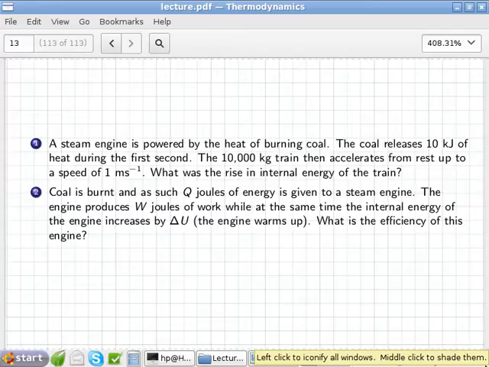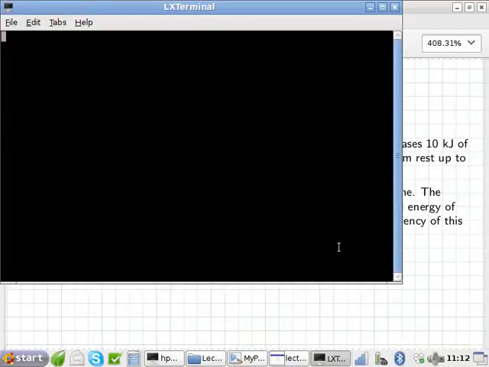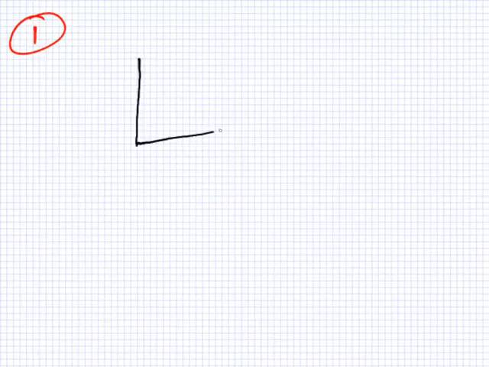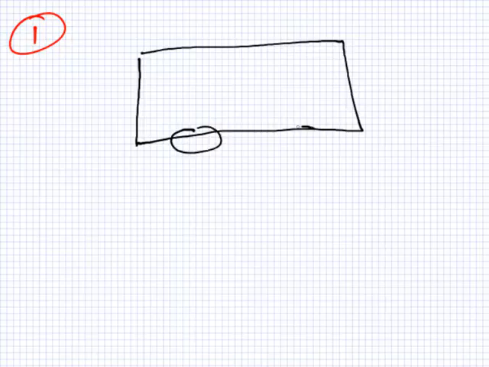So the first one is you have a steam engine and it's burning coal, and the coal releases 10 kilojoules of heat during the first second. Okay. Right. So I'll try and draw my train. Here's my train.